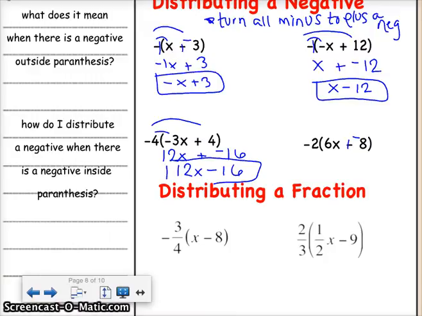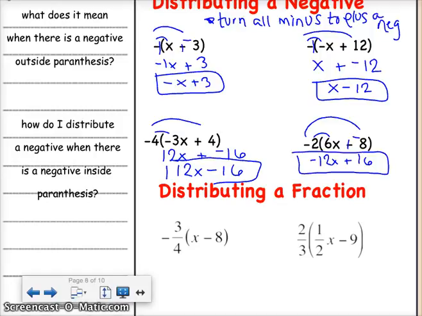Okay, last one. Negative 2 times 6 is negative 12x plus negative 2 times negative 8 is a positive 16. And I am done. Notice I cannot combine any of those because they're not alike. They don't have the same variable connected to it.